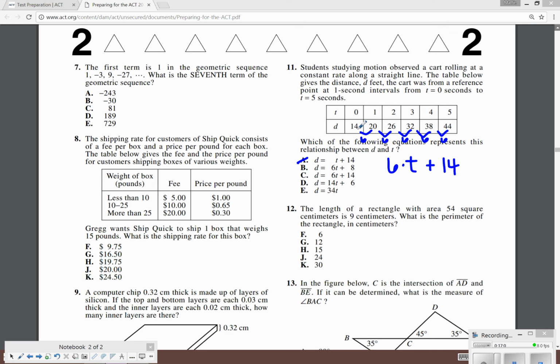Same thing for part B. If you do 6 times 0, you get 0 plus 8, which is not 14. 6 times 0 gives you 0, plus 14 gives you 14. And then this is the one that we said was going to work. So if you do 6 times 1, you get 6, plus 14 gives you 20. So we know that C works. C is our correct equation.